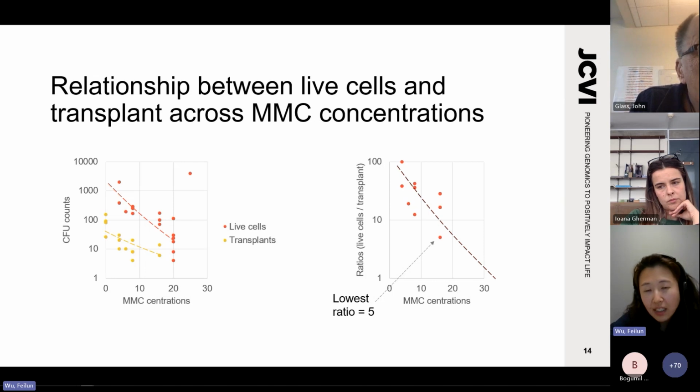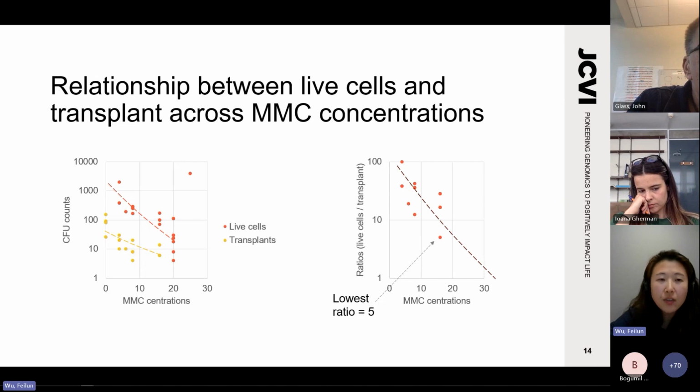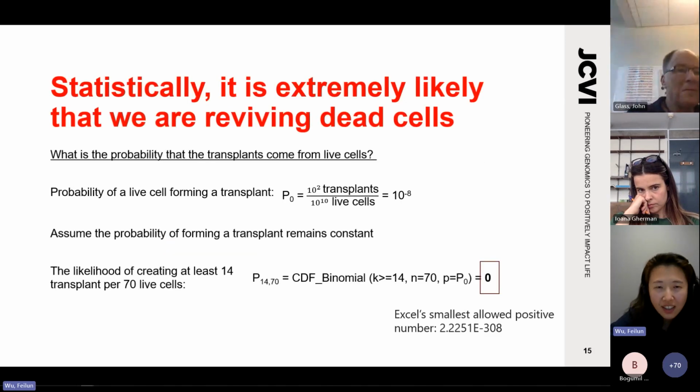So if we can extend this curve and make transplantation work for mitomycin C concentration that's higher than 20, we should be able to get to where we want it to be. And right now, the lowest ratio that we're getting is a ratio of 5. And another silver lining is that statistically, it is extremely likely that we're reviving dead cells. And this is very preliminary statistical analysis, where the basic question we're asking is, what is the probability that the transplants actually come from live cells?